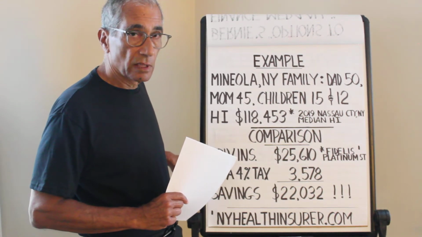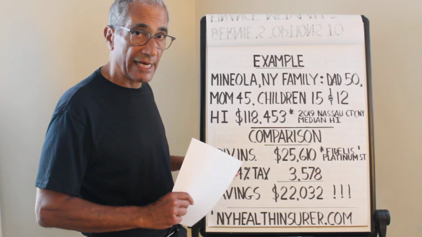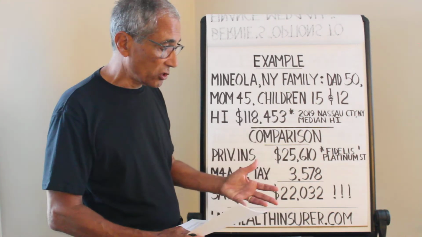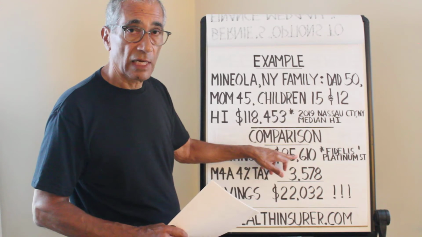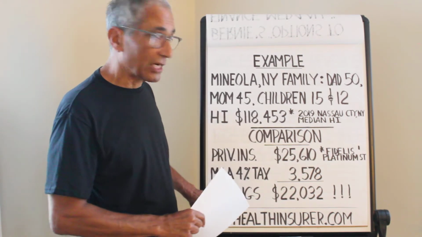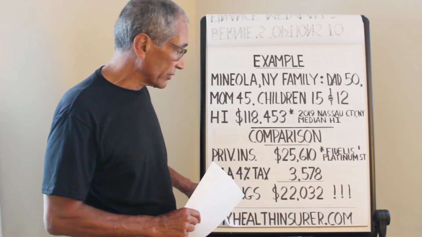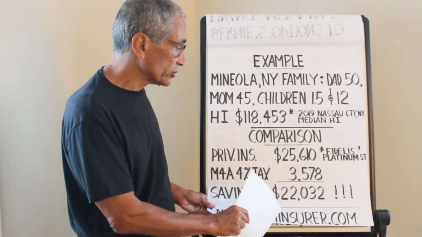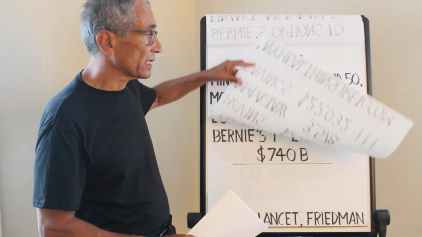That same family, under Medicare for All, the second option of Bernie's proposal, a 4% tax devoted to health, would be $3,578 all in. No co-pays, no co-insurance, no premiums, no deductibles. This particular plan is not all in and does not cover everything. The savings for this family in Mineola would be $22,032. A substantial, I believe you would agree, amount of money. By the way, you can get this information from NewYorkHealthInsure.com. You put in your family's variables, and it'll give you the plans that are available.